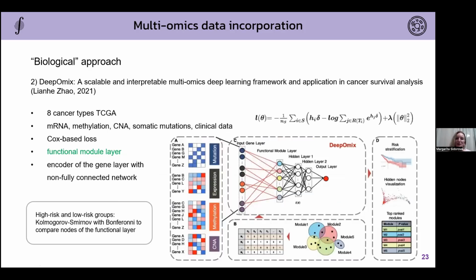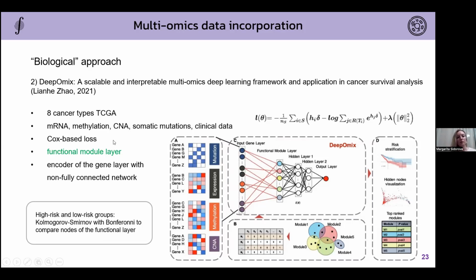And the last article of the biological approach, which from my point of view is the most beautiful article with incorporation of multi-omics data that I have seen. It is named DeepOmics: Scalable and Interpretable Multi-Omics Deep Learning Framework and Application in Cancer Survival Analysis. In this article, they also use several types of cancer, like the very first one, from TCGA also, and several types of omics data: RNA, methylation, CNA, somatic mutation, and clinical data.